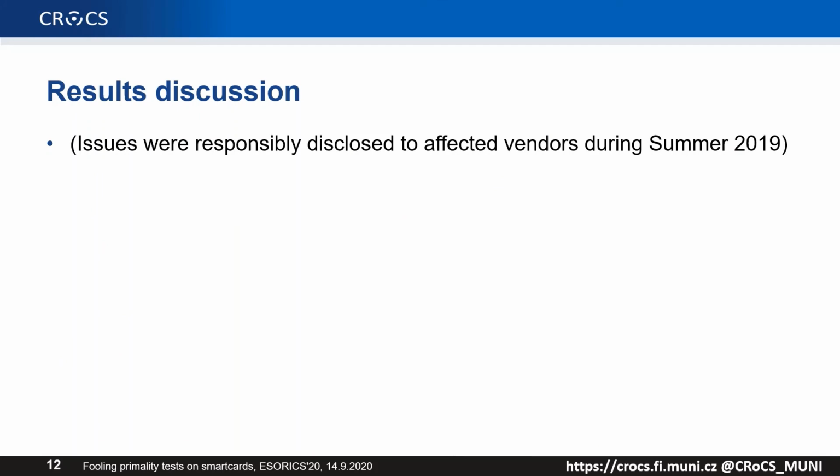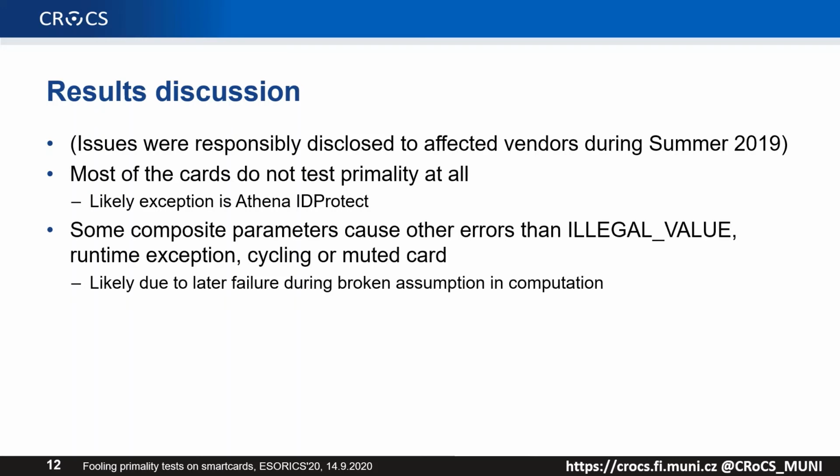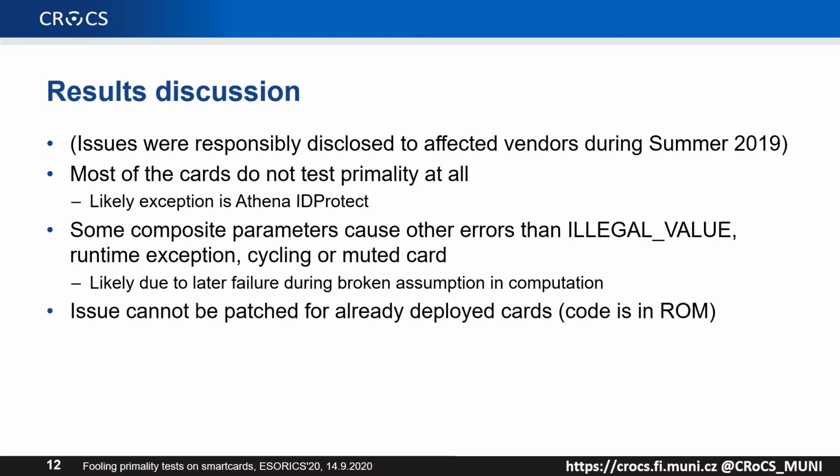We disclosed this responsibly to affected vendors during the last year, and just to summarize, there seems to be only one exception, one card that is doing the testing properly, Athena ID Protect. There were cards that were just happily accepting the composite numbers, then computing, and we were able later on to get the private key, so that's bad. And there were some cards that were in the middle, that we think are doing some primality testing, but an insufficient one. So how to fix this issue?